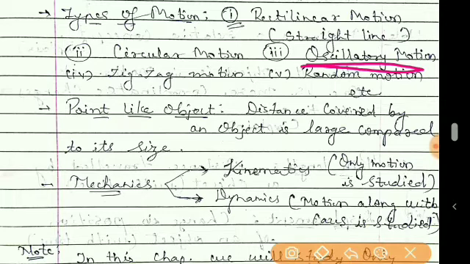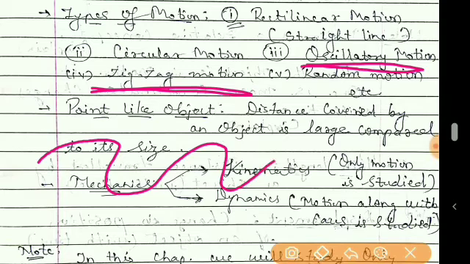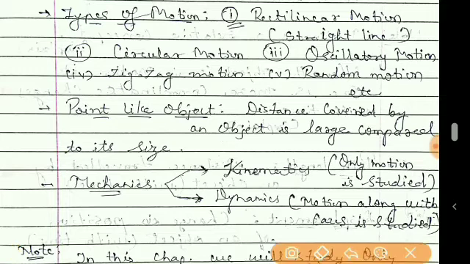Even we have observed zigzag motion. If a car is moving on a hilly region, then that type of motion can be considered as zigzag motion. Or a person stepping up or stepping down on stairs, so that motion is also zigzag motion. And also there are other random motions. So these are some types of motions.